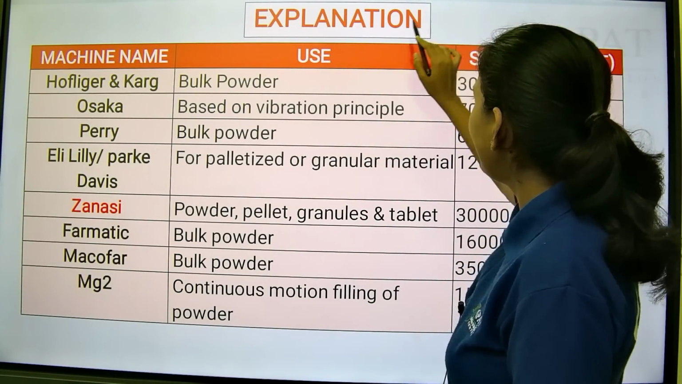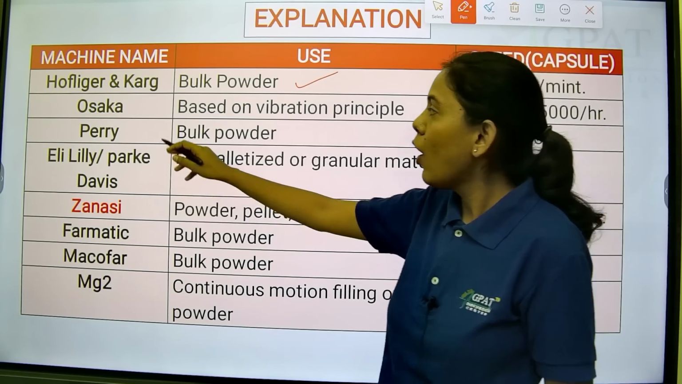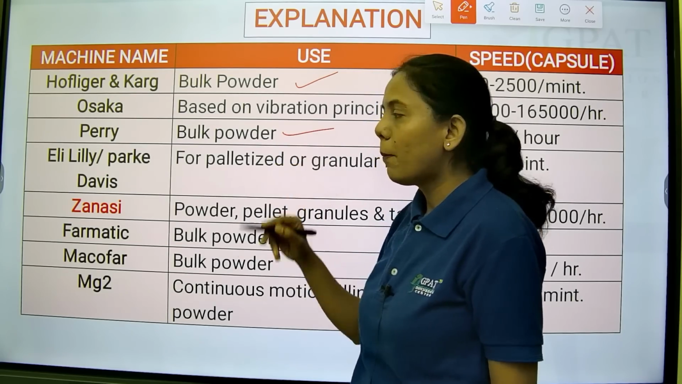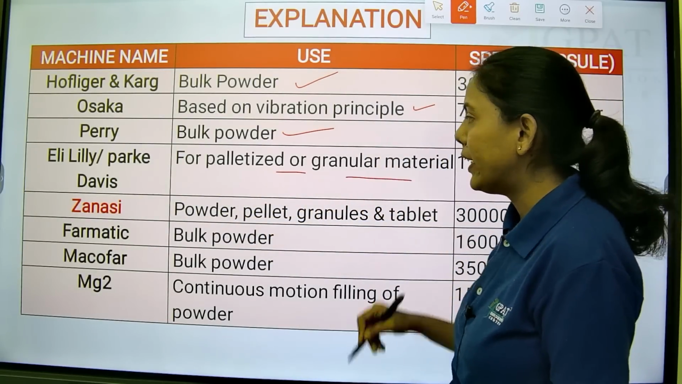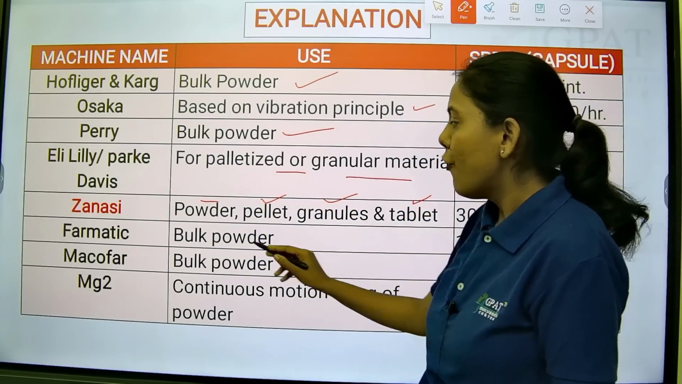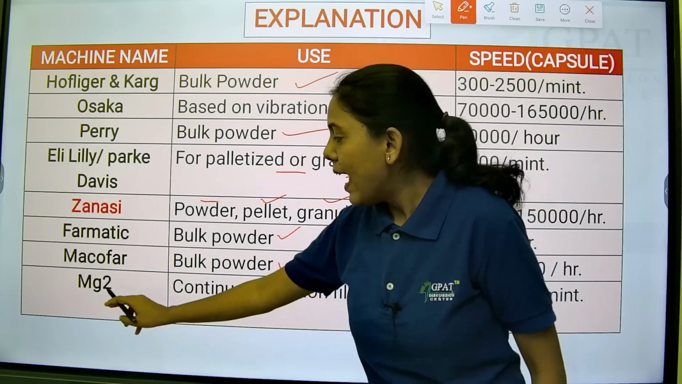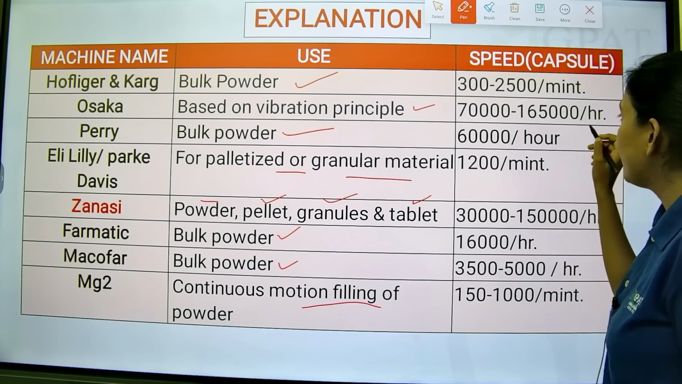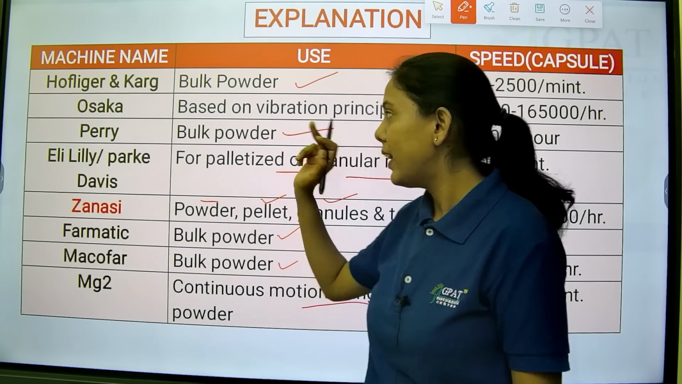So these are the different instruments and their uses. Hofliger and Karp is for bulk powder. Osaka is based on the vibration principle. Perry is also for bulk powder. Elli Lilly and Parke-Davis is for pelletized or granular material. GS is for all: powder, pellets, granules and tablets. Pharmatic and Macofar are both for bulk powder. MG2 is the continuous motion filling of a powder, and their speed is given in terms of minutes and hours. So these are the different instruments and the materials that can be filled.